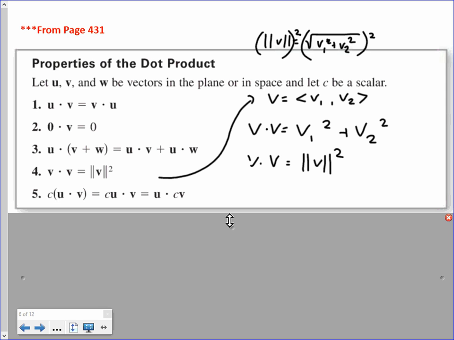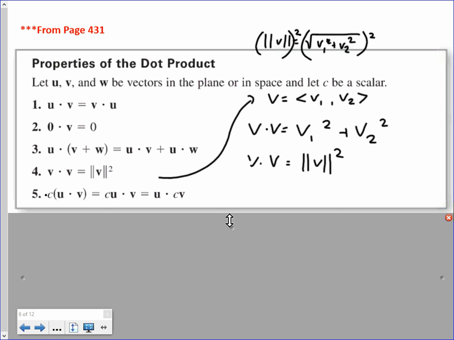And then the last one, this one is a little bit different than number 3. Notice you have a c, which is not another vector, it's a scalar. And so you're taking a scalar times a dot product. You probably would just do the dot product first and then multiply by the scalar. This is the same thing as multiplying one vector like u by the scalar and then doing a dot product with v, or multiply v by the scalar and then do a dot product with u.